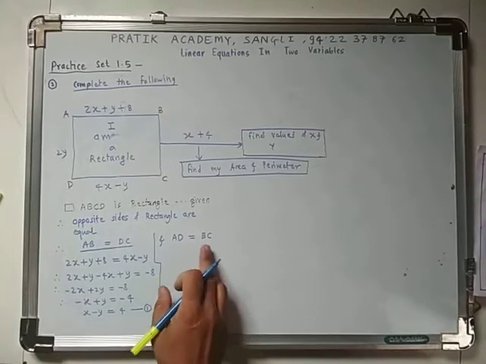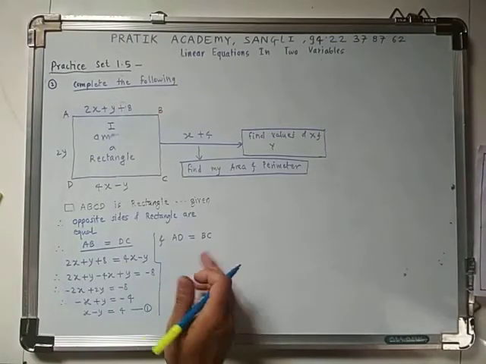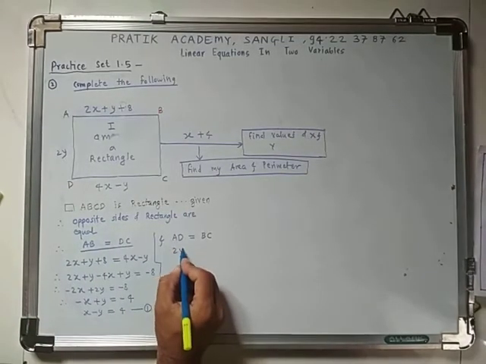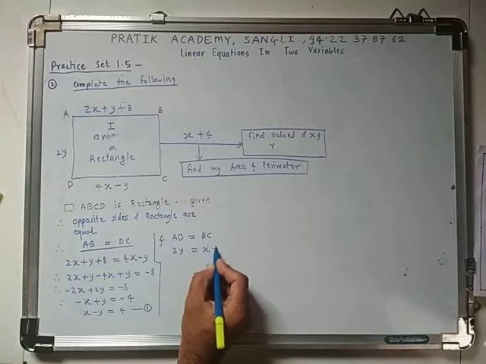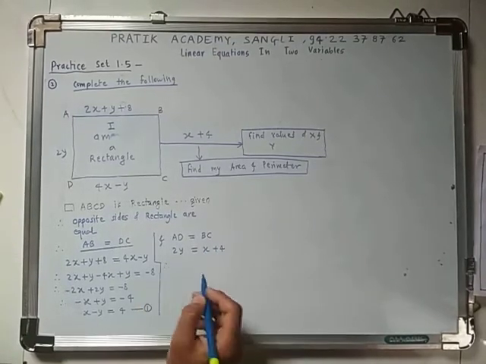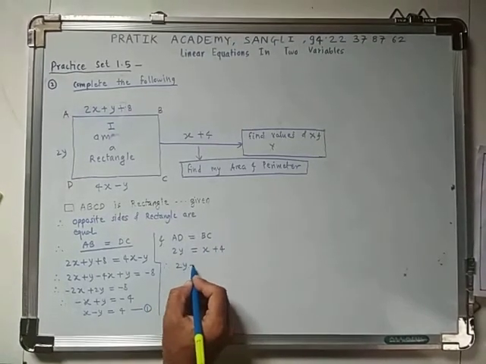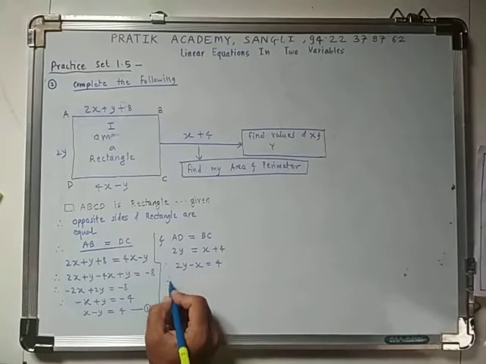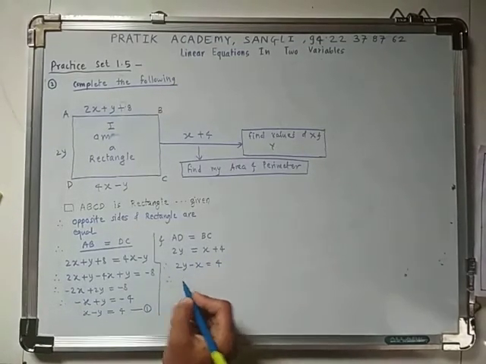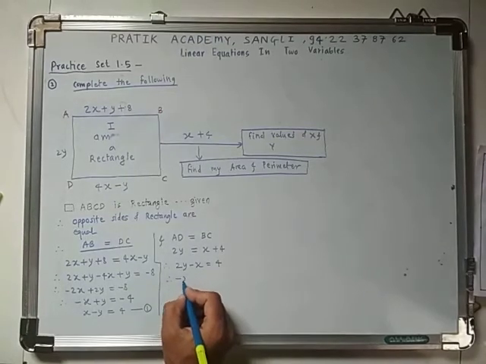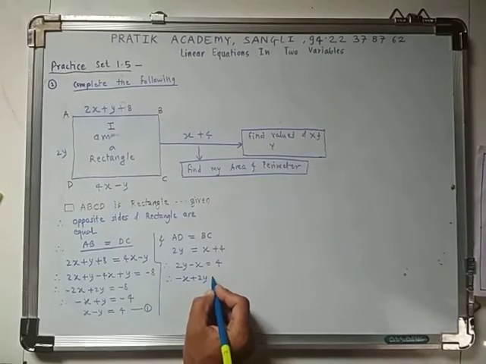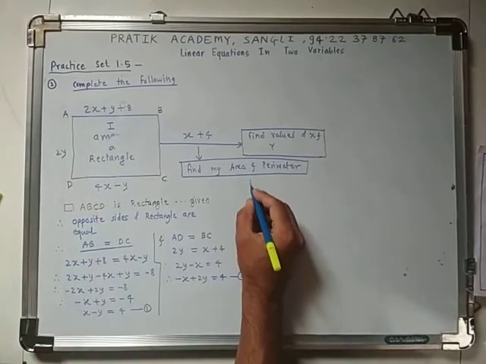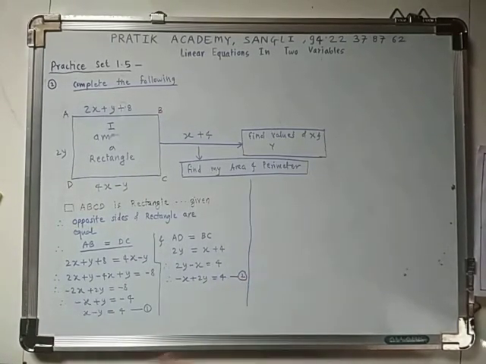Now when we take AD is equal to BC, AD is 2y, and what is BC? x plus 4. Therefore 2y is equal to x plus 4. That is, if we again adjust the terms, minus x plus 2y is equal to 4. I will call this equation number 2.